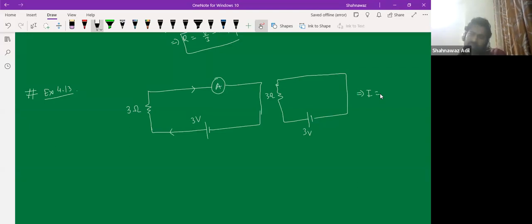I is equal to V into R, right? E is IR, so I is V by R. Yes, sir, V by R. So 3 by 3. So the ideal case is that you get a reading of 1 ampere, right? Yes, sir. This is the ideal case: you have this resistance, you have this voltage, and when you measure with some instrument, the ideal thing is that you should get 1.